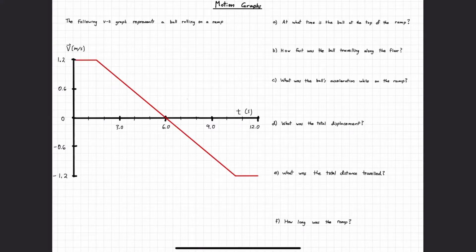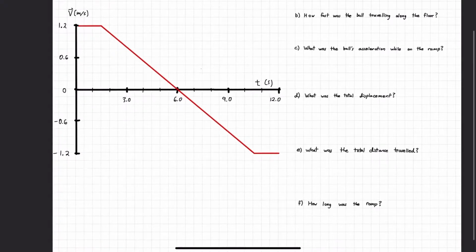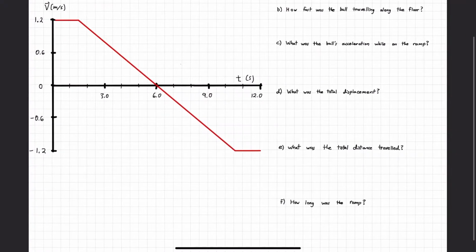Now let's look at one more example using motion graphs. The following question presents a velocity time graph, and it represents, as stated in the question, a ball rolling on a ramp. So the first thing that I strongly recommend you do when you stumble across a problem like this is to ask yourself, okay, what does this graph actually represent? What's it actually showing me?